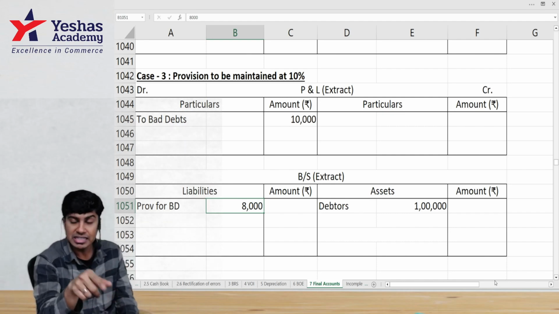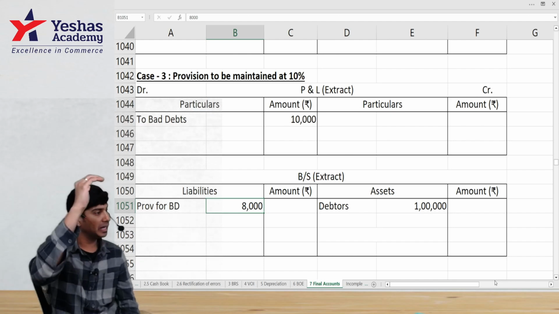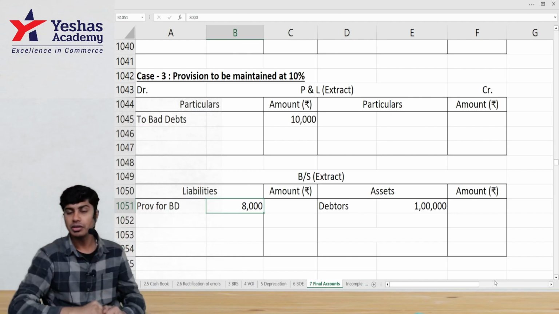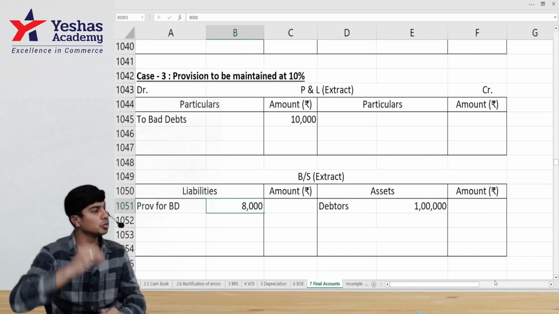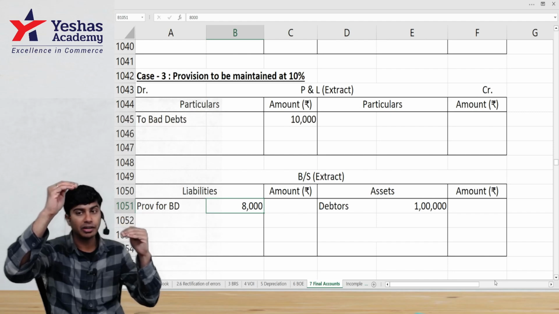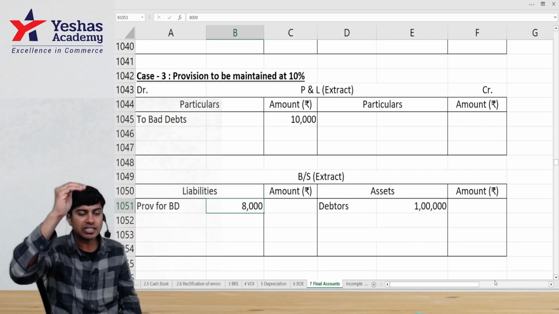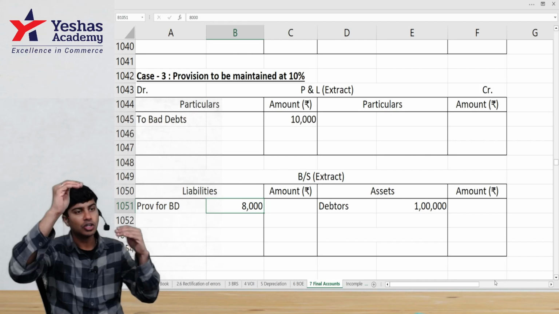But in this case, there is an existing provision. Compare the provision to be maintained with existing provision. How much is the provision to be maintained? On 1 lakh, 10%, 10,000. Am I right? How much is the existing provision? 8,000. So existing provision of 8 has to become 10.